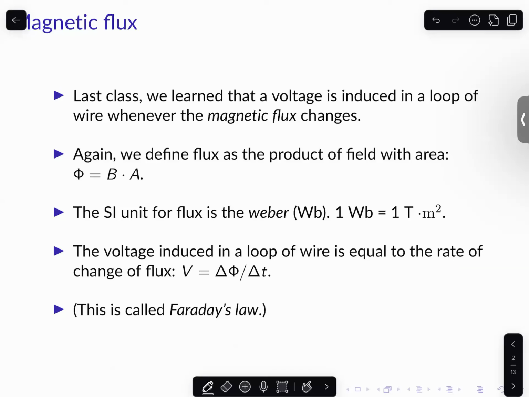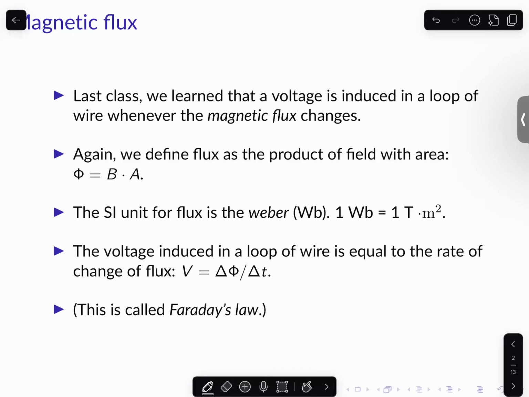Field, for the non-trigonometric people, is field times area piercing the field. This is a flux. This is not a flux. No flux. Flux. The field has to be perpendicular, or at least partially perpendicular, to the area. If the field is skimming the area, no flux.